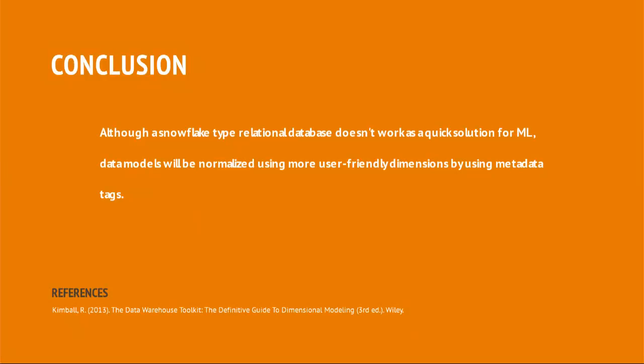Although a Snowflake-type relational database doesn't work as a quick solution for machine learning, data models will be normalized using a user-friendly dimension and other metadata tags. Data investigation will allow our data scientists to understand user intent better and create new fact tables and dimensions centered around new insights. As the data sets grow and technologies are introduced to the machine learning field, the team can add new standards for how data delivery and reporting is conducted in BI.